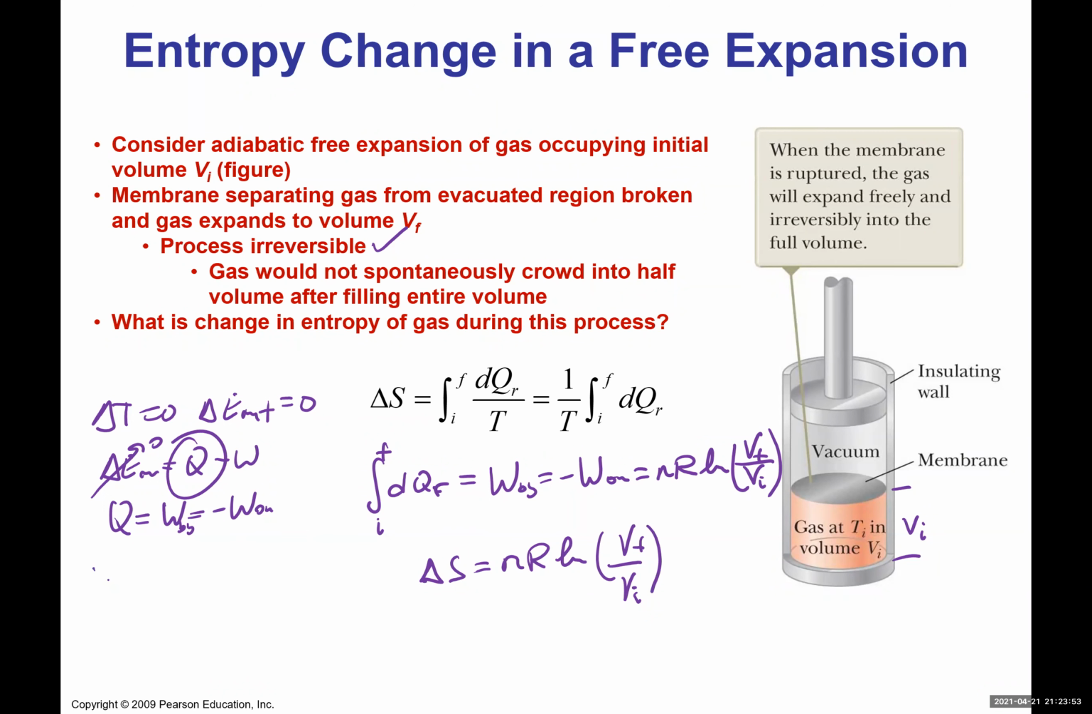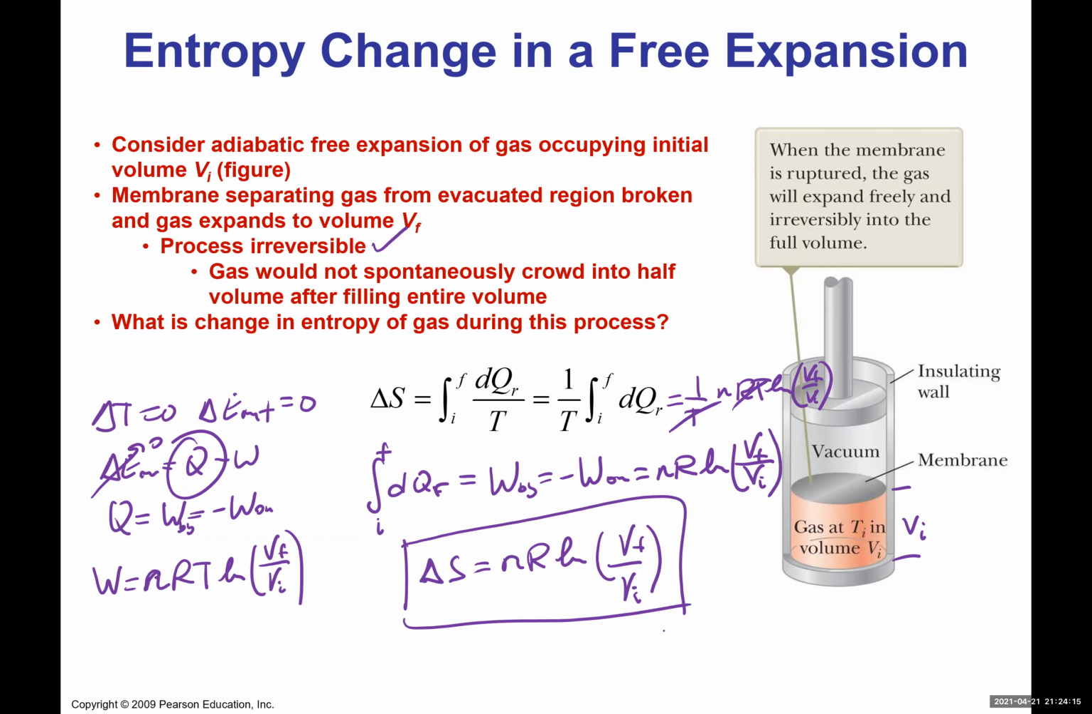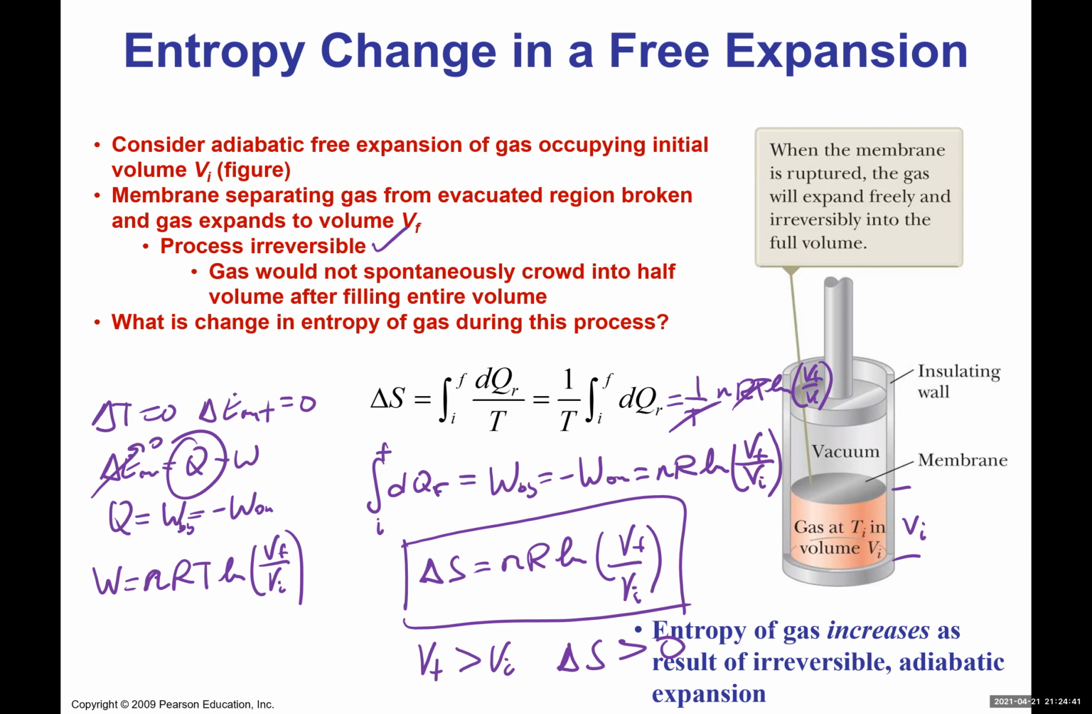So again, write down: work done is equal to nRT ln of V final over V initial. That was the work done. That means when I replace this with 1 over T times nRT ln of the ratio V final over V initial, the T cancels out, and the change in entropy basically ends up with this. Now, if, for example, V final is greater than V initial, then delta S is positive. So this positive result indicates that the entropy of the gas increases as a result of irreversible adiabatic expansion.